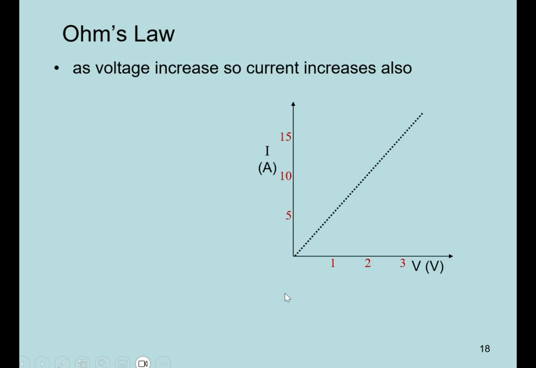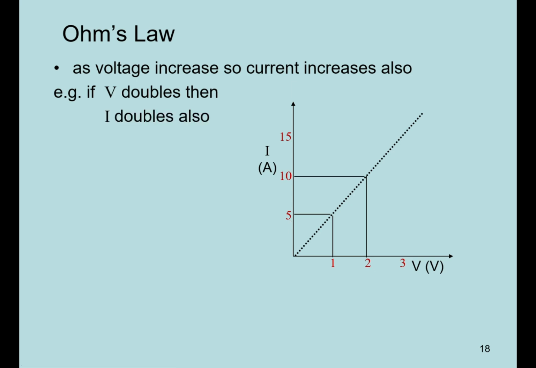Showing it a different way, as the voltage increases, so does the current. So if I consider a voltage of 1, and then compare the current at that time, when I double the voltage, the current also doubles. So 10 is twice the value of 5. And if I go to 3 volts, well, then we see 15 is 3 times 5. So as the voltage increases, so the current increases proportionally.